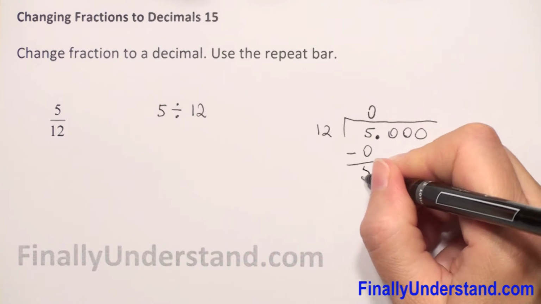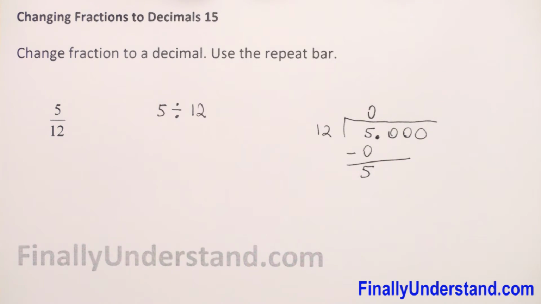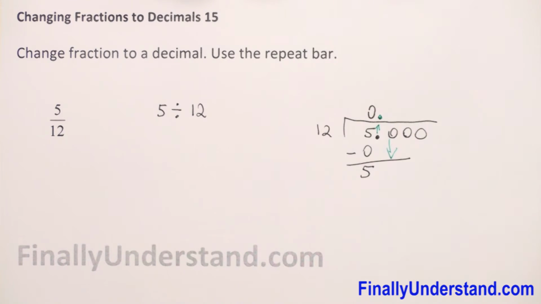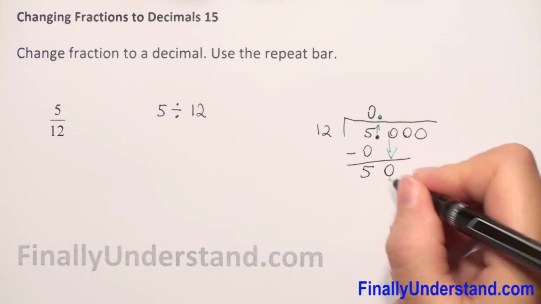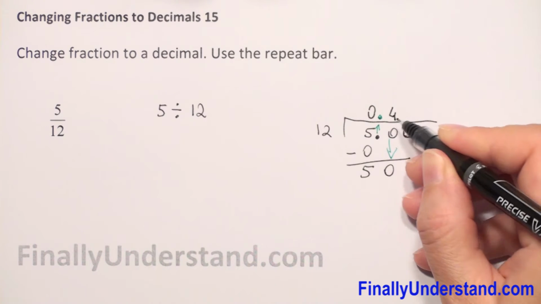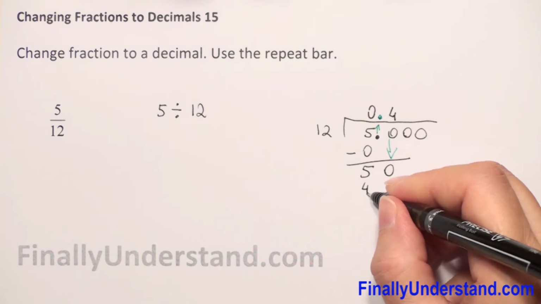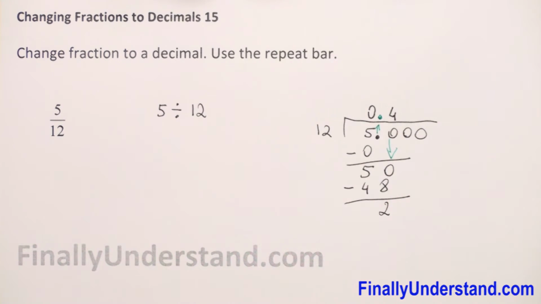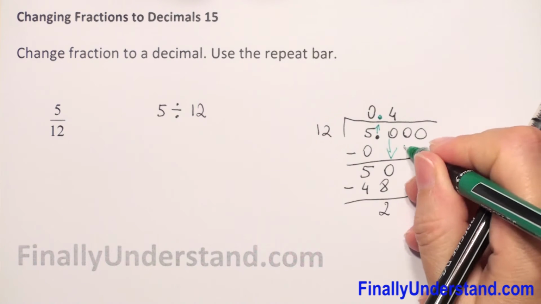Subtraction. So we have 5, and we bring up the decimal point and take down the next digit. So we have 50 divided by 12 is 4. 4 times 12 is 48. Subtraction. So it will be 2. We take down the next digit.